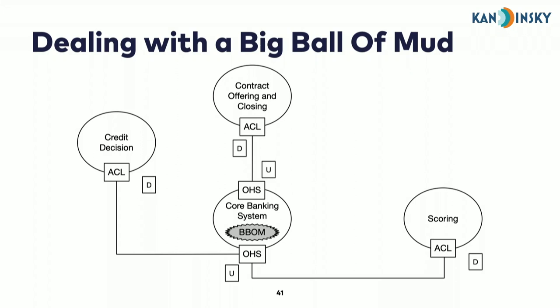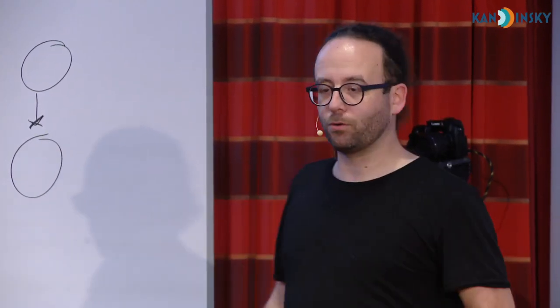Dealing with a big ball of mud, yeah? Every core banking system which I have seen so far is basically the definition of a big ball of mud. So every single one, I've never seen a core banking system which I wouldn't qualify as something like that. What you want to have is a lot of anti-corruption layers against it. So you want to protect against this model sprawling into the rest of your bounded contexts. So this sets up the boundaries.